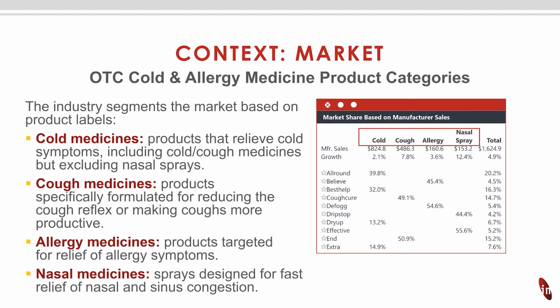PharmaSim is set in the over-the-counter cough, cold, and allergy market. There are 4 broad types of products: cold medicines, cough medicines, allergy medicines, and nasal medicines. While the simulation is set in the OTC cough, cold, allergy market, the situation you are placed in and the decisions you will make are typical of any marketing manager.